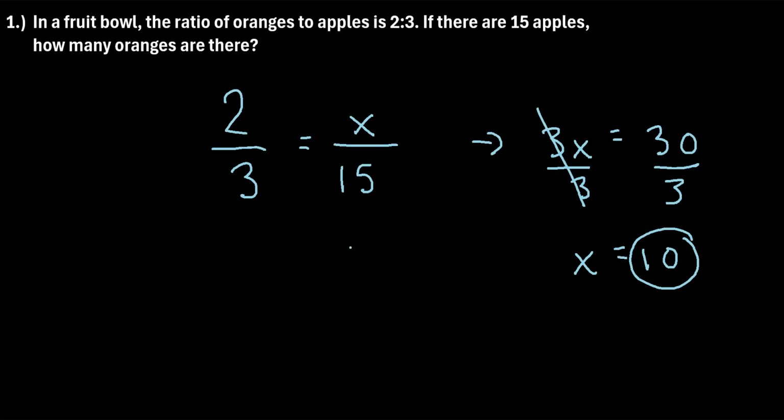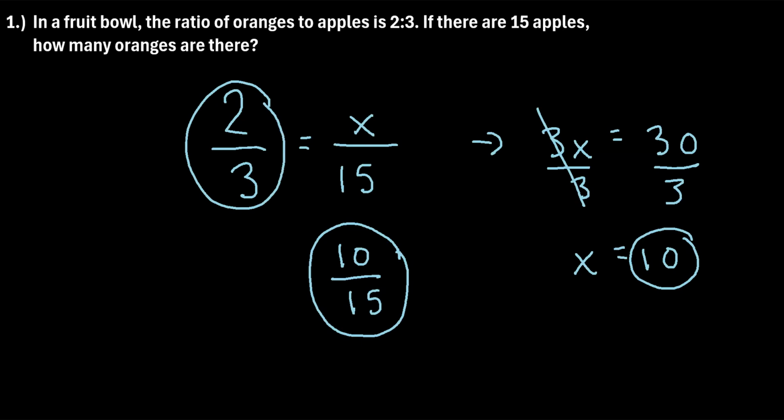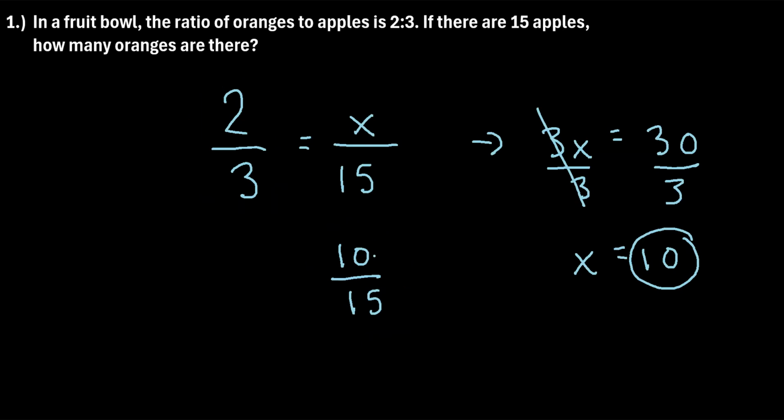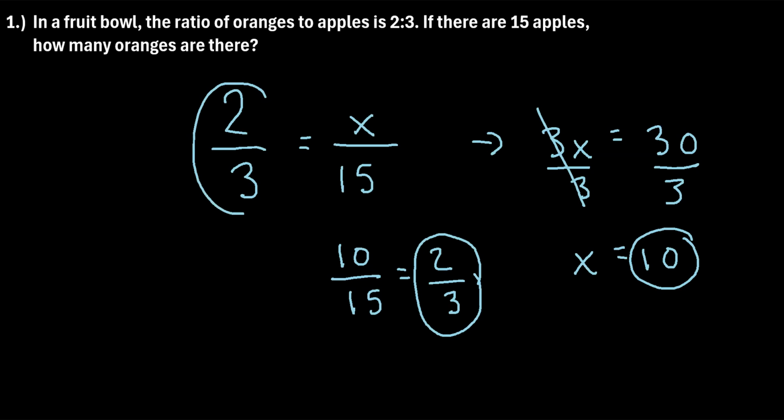Now one thing that we'll notice if we want to double check that we got the right answer is we can write 10 over 15. We should be able to reduce this fraction and get 2/3. So we'll notice that if we divide the numerator by 5 and divide the denominator by 5, here's what we get. 10 divided by 5 is 2 and 15 divided by 5 is 3. So this perfectly matches this fraction right here. So that's how we know that we got the right answer.